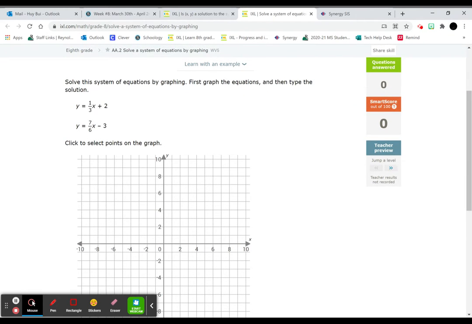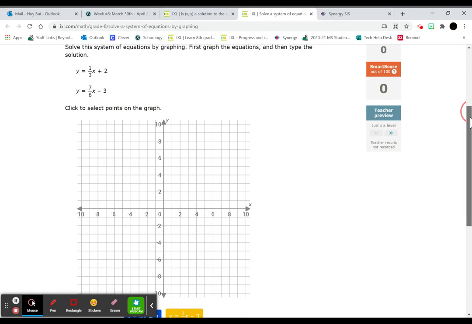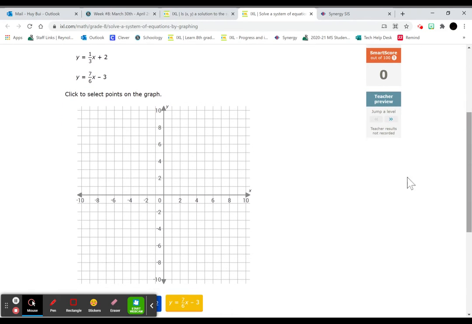All right. This is the video for the second assignment this week, AA2, which is solving a system of equations by graphing. So let's see. It says solve the system of equations by graphing. First, graph the equations, then type in the solution. It actually tells you the steps you need to do for this. So let's go ahead and do that.